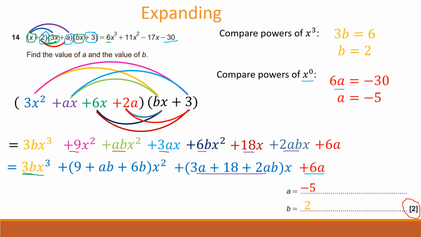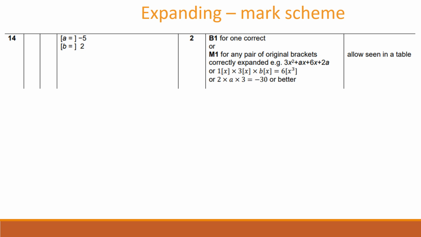That was worth 2 marks. There was 1 mark for each correct answer. So there's a 1 mark for getting the a equals -5, and there's 1 mark for b equals 2. The mark scheme just shows there's 2 marks here. So here's where it shows there's 2 marks. There's 1 mark for getting the -5, and there is 1 mark for getting the 2.